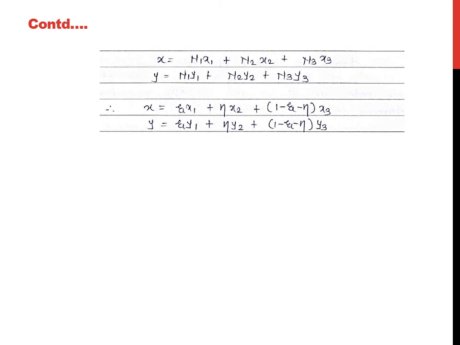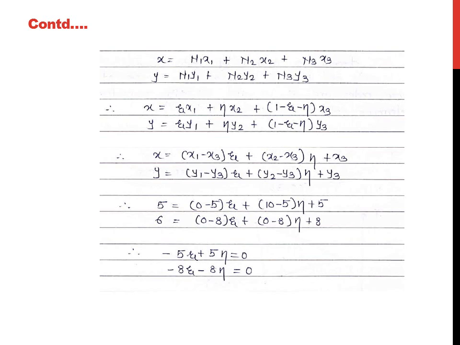Also, n1, n2, n3 are unknown, so put the values of n1, n2, n3 in terms of zeta, eta and 1 minus zeta minus eta respectively, and rearranging the terms, you will get x is equal to x13 into zeta plus x23 into eta plus x3, while y is equal to y1 minus y3 into zeta plus y2 minus y3 into eta plus y3. Now what is happening here? x and y are the coordinates of point P, x1, x2, x3 are the x coordinates of nodes 1, 2, 3, and y1, y2, y3 are the y coordinates of nodes 1, 2, 3 respectively.